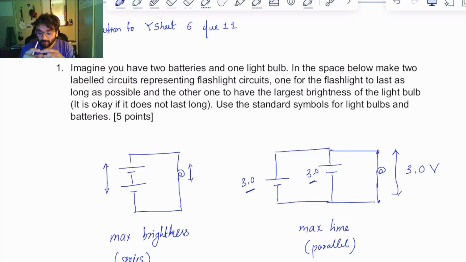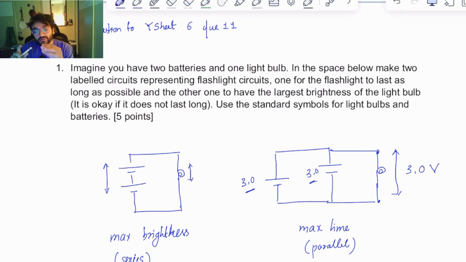So the power delivering capacity, like for how long they can deliver the power, increases when you have two batteries in parallel, okay? And when you have two batteries in series, the voltages add. So what increases is the potential difference across the light bulb. So when the potential difference across the light bulb increases, it is designed for maximum brightness.